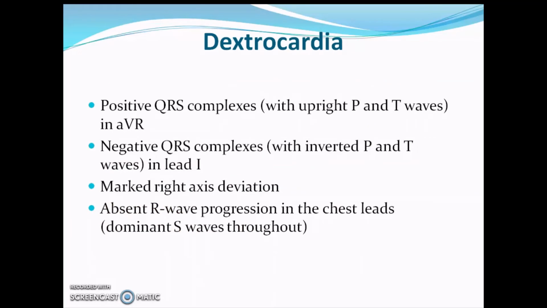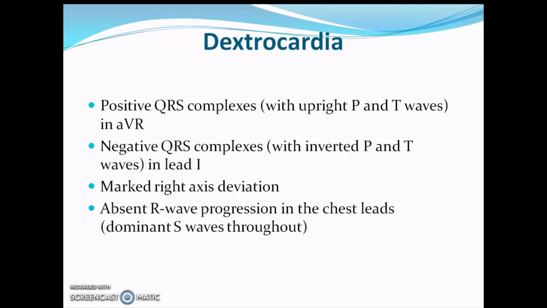What do you see in dextrocardia? In dextrocardia, the QRS complexes are positive in AVR. As AVR is a right-sided lead and the heart is also on the right side, the AVR will become positive. Whereas the QRS complexes will be negative in the left-sided leads, that is lead 1. And there will be a marked right axis deviation as the heart is on the right side, and absent R wave progression in the chest leads, as usually the R wave progresses from V1 to V6 when the heart is on the left side.